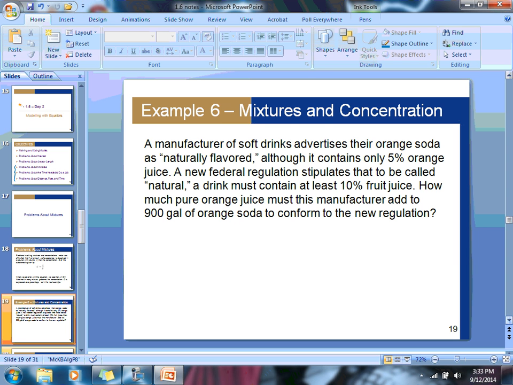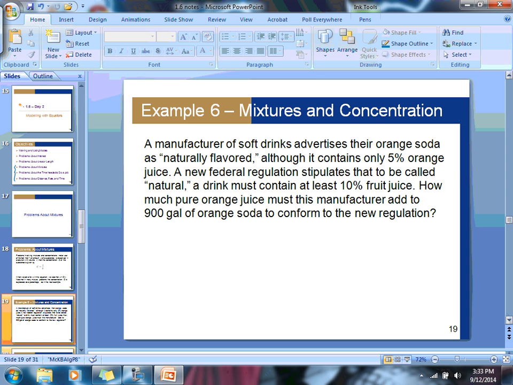So you might need to read through this another time or two, kind of talk through it to yourself. But basically we have a company that needs to add 100% orange juice to its naturally flavored 5% juice soft drink so that they end up with a 10% fruit juice concentration in their soft drink.